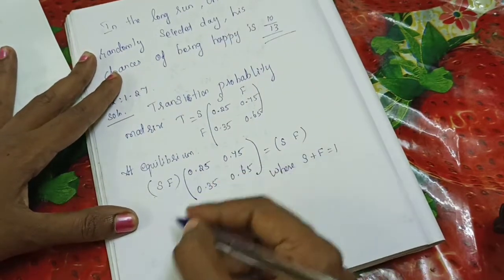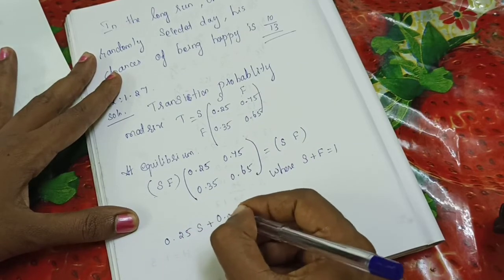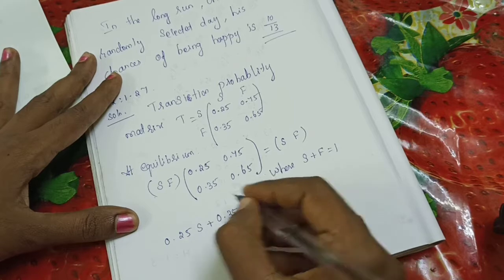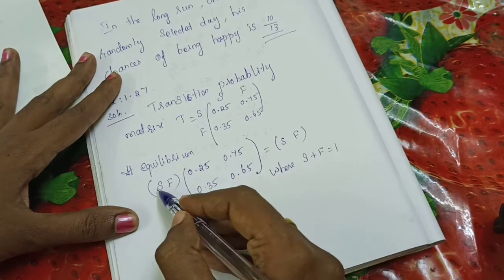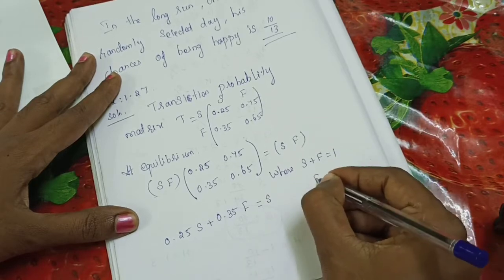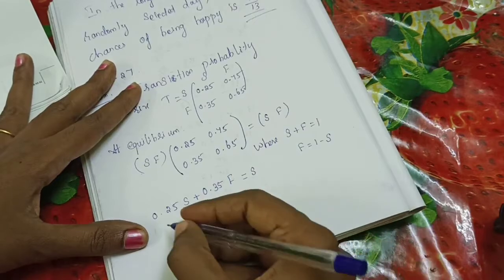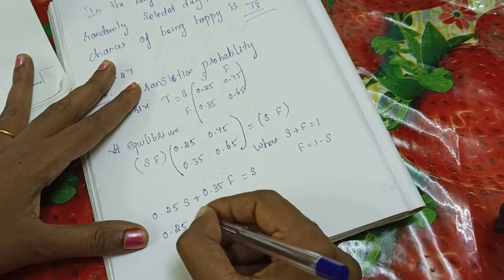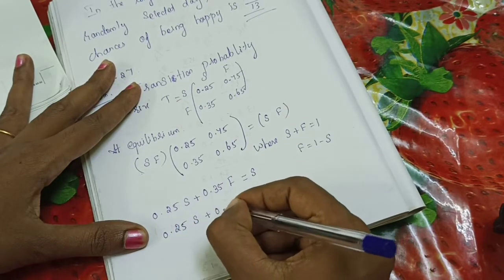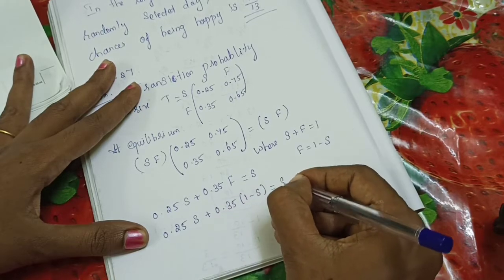Okay. So now multiply 0.25 into S plus 0.35 into F. First row with column, then this row with this one, is equal to S. So already you know F is equal to 1 minus S. So same procedure for each and every question. So 0.25 into S plus 0.35 into 1 minus S is equal to S.